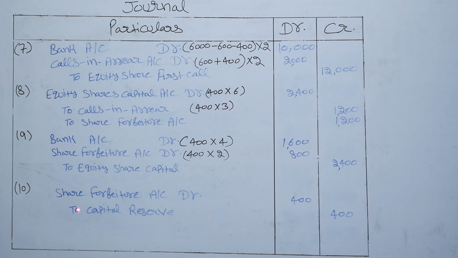In the next entry, we will transfer amount in the forfeiture account to the capital reserve account. So amount in the share forfeiture is the 1200. Out of this, 800 rupees we have used for discount. So remaining amount 1200 minus 800, then we get 400 rupees debit and 400 rupees credit.